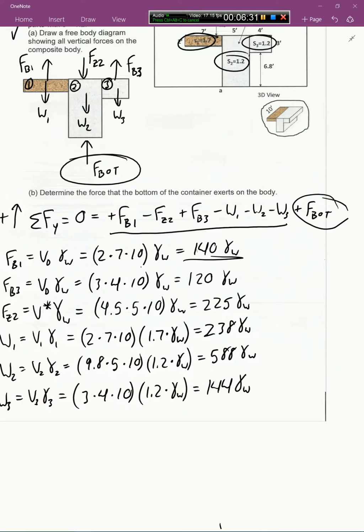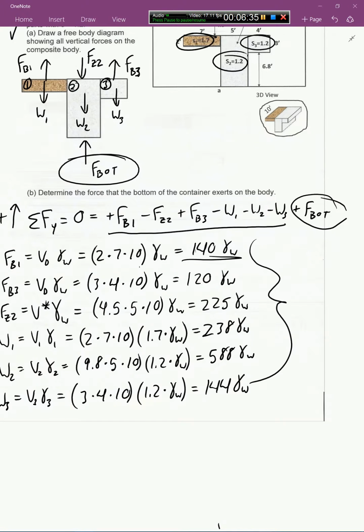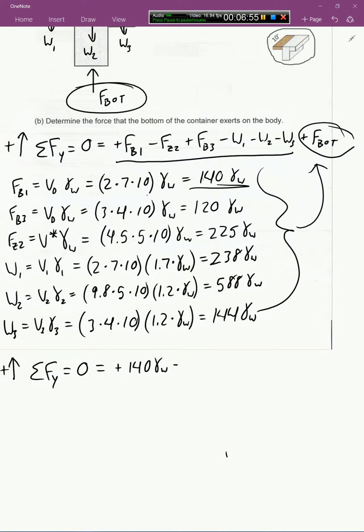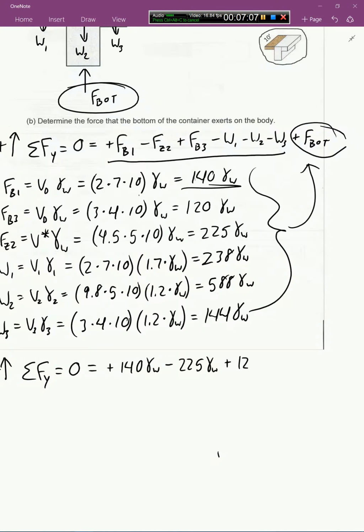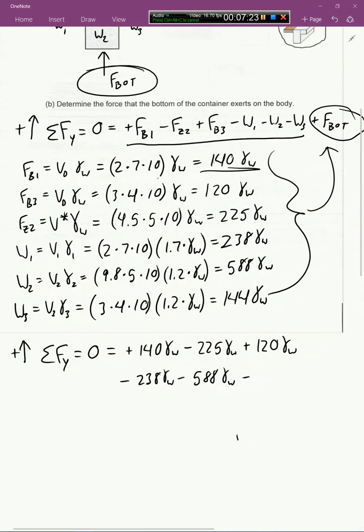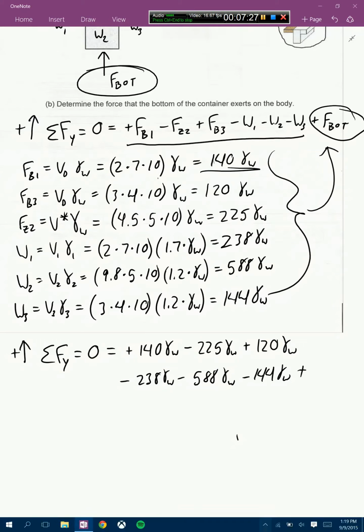So these are all of your 6 different values that you need to plug into this equation up here to solve for F-bot. And we'll do that here. We have positive is up, sum of the forces in the y direction has to equal 0. So we have plus FB1, which we found to be 140 gamma water, minus FZ2, which we found to be 225 gamma water, plus FB3, which we found was 120 gamma water. I'm going to go down below, minus W1, which is 238 gamma water, minus W2, which is 588 gamma water, minus W3, 144 gamma water, and finally plus F-bot.